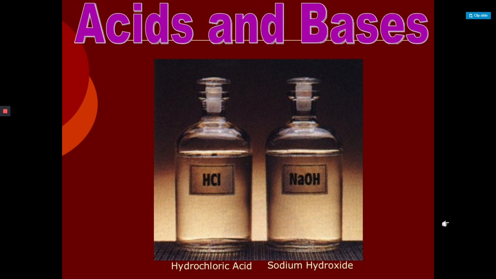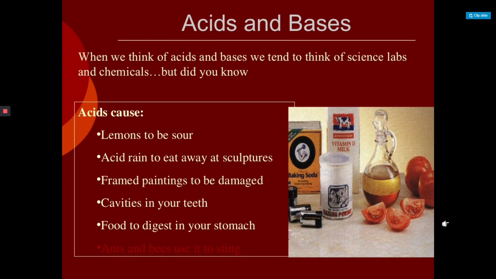So let's start. Here we can see one acid and one base. Hydrochloric acid is an acid, as its name says, and for the example of bases, we have sodium hydroxide. When we think of acids and bases, we tend to think of science labs and chemicals.